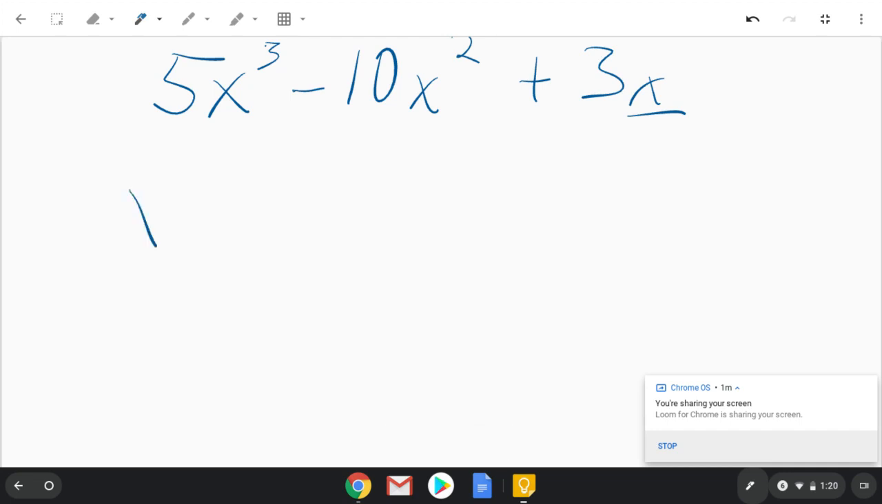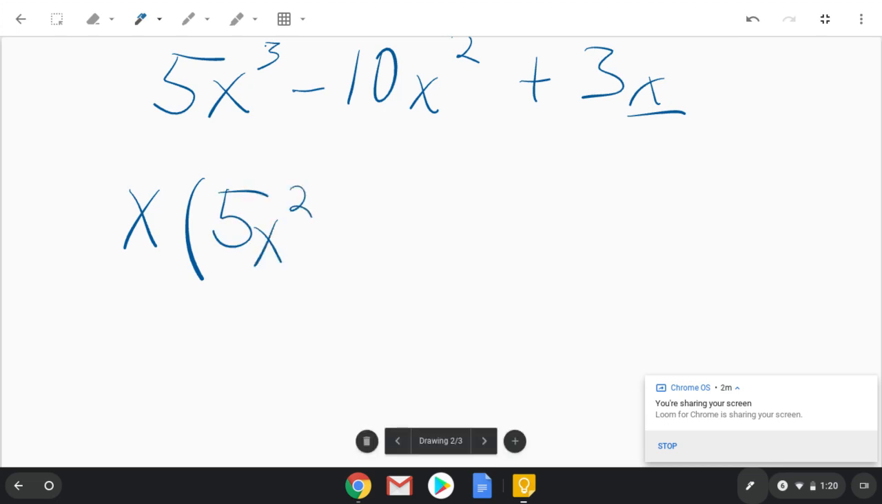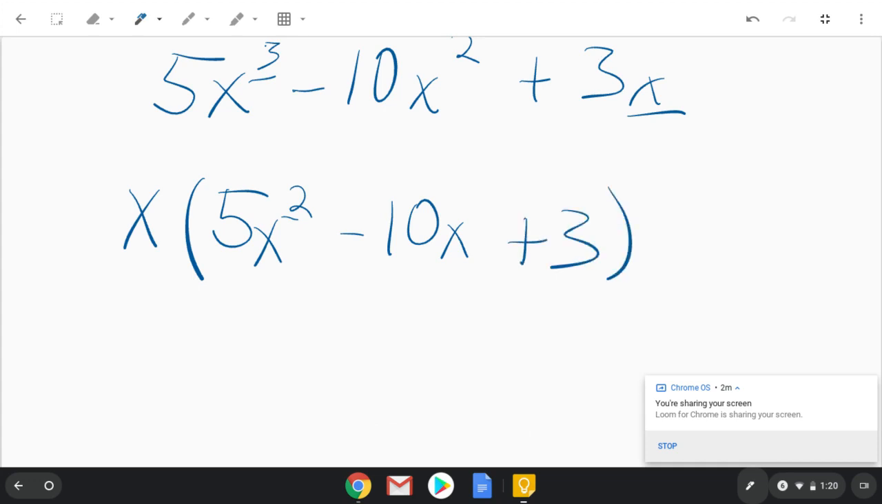So we're going to be factoring out an x, and that's going to leave us with 5x to the second, because it just goes down by 1 from 3 to 2, and then minus 10x to the first, and then plus just 3. So all we were doing on that one was just taking 1 away from each of the exponents. It went from 3 to 2, it went from 2 to 1, and it went from 1 to not 1 at all. All right.